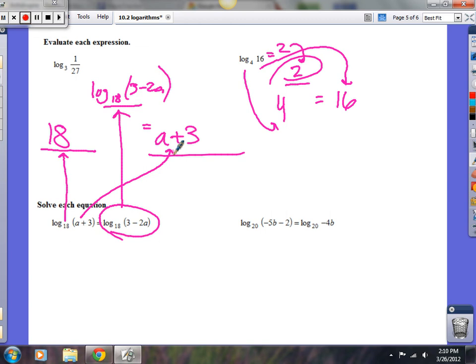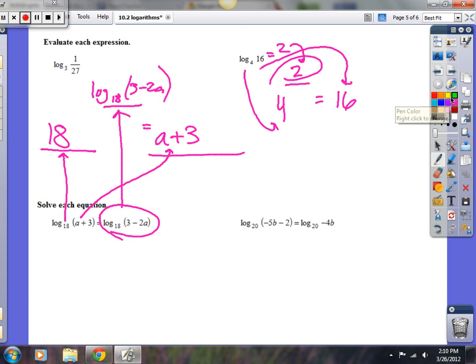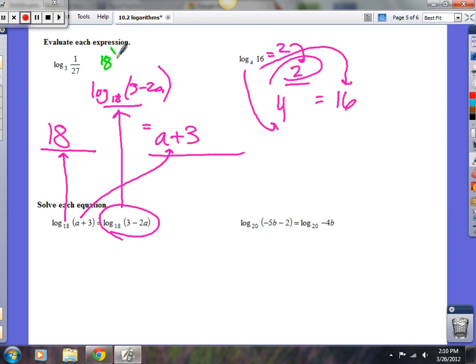Okay, Dallas, say that again. That's pretty sweet. You write 18 to the exponent of x equals 3 minus 2a. Can you rewrite it like this? You can. But check this out.